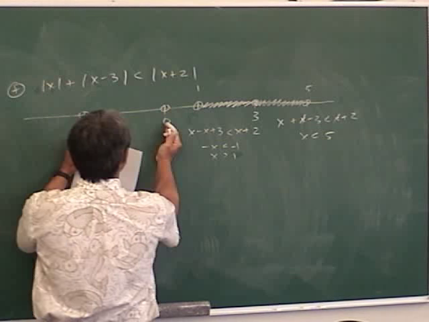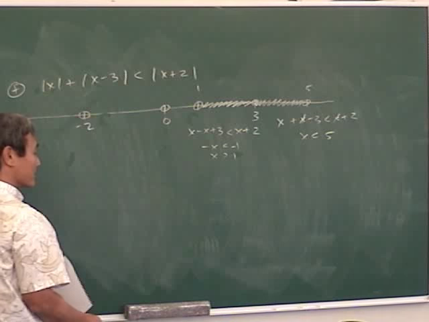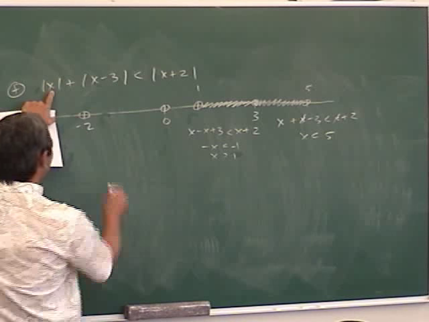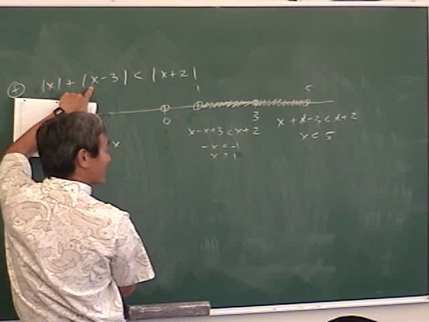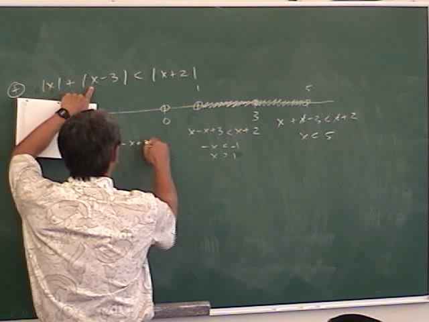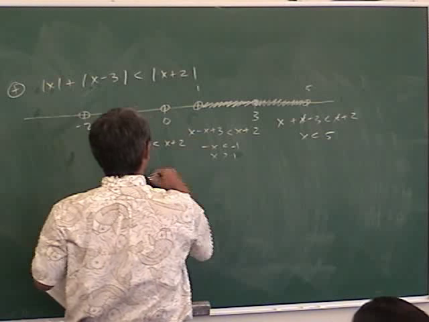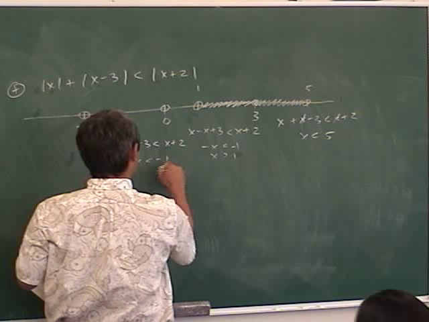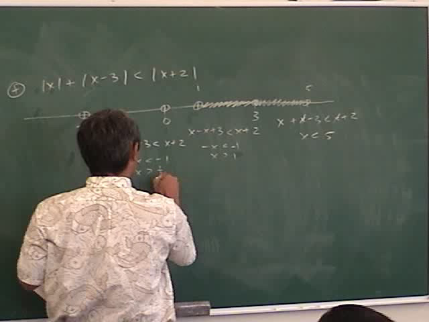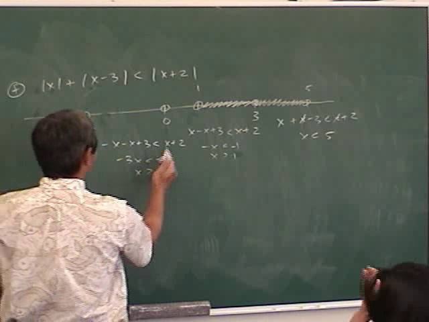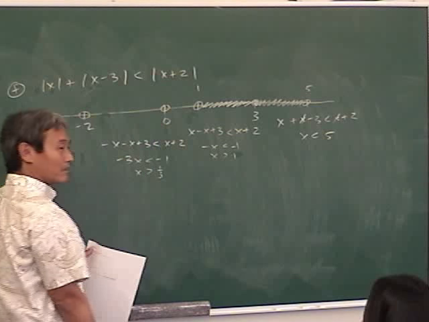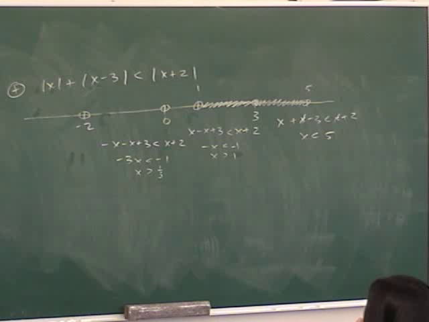Okay, now what about in between here? Think of a number between -2 and 0, -1. That's negative, so you negate it. -1 minus 3 is negative, you negate it. -1 plus 2 is positive, so you leave it alone. So you get -3x is less than -1, x is greater than 1/3. How do you graph x is greater than 1/3 right there? No, can't, so there's no solution for that interval.